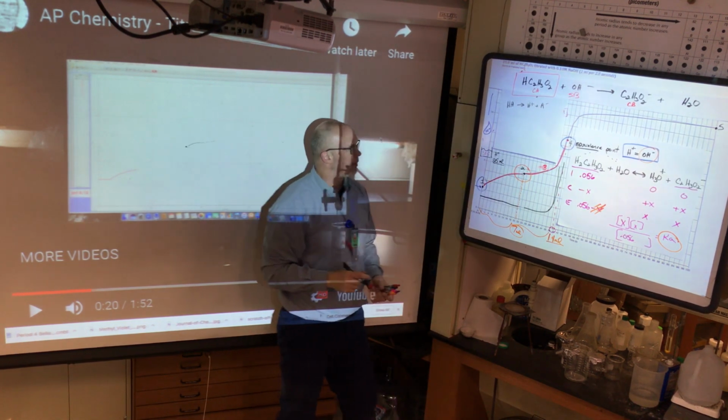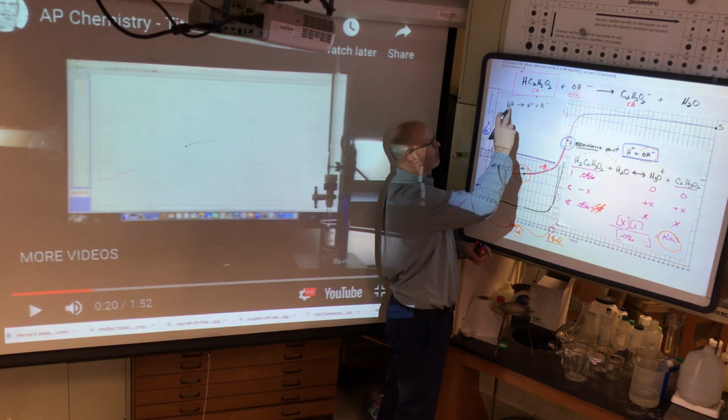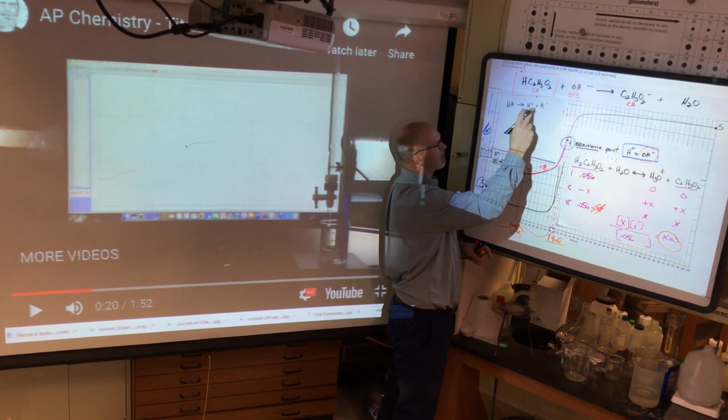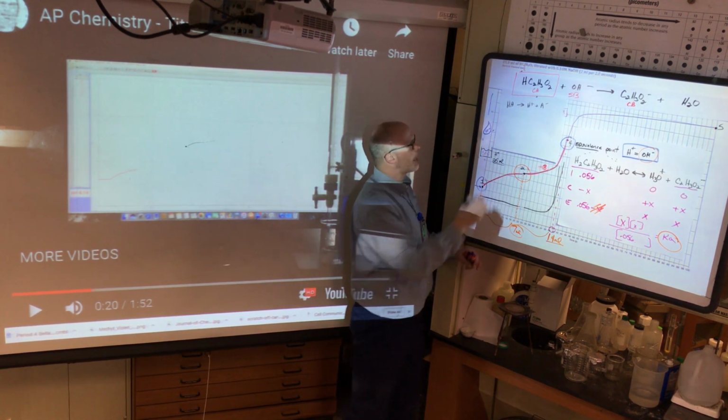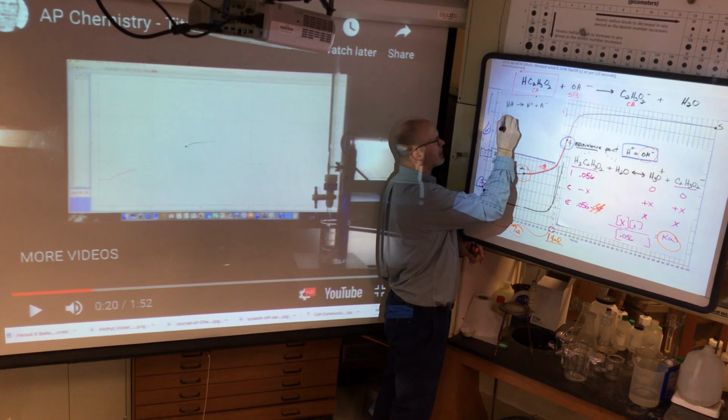Now, what do we know about that? Well, this is the acid. Here's its conjugate base, and here's the proton. What's the Ka equal to? The Ka is equal to what?